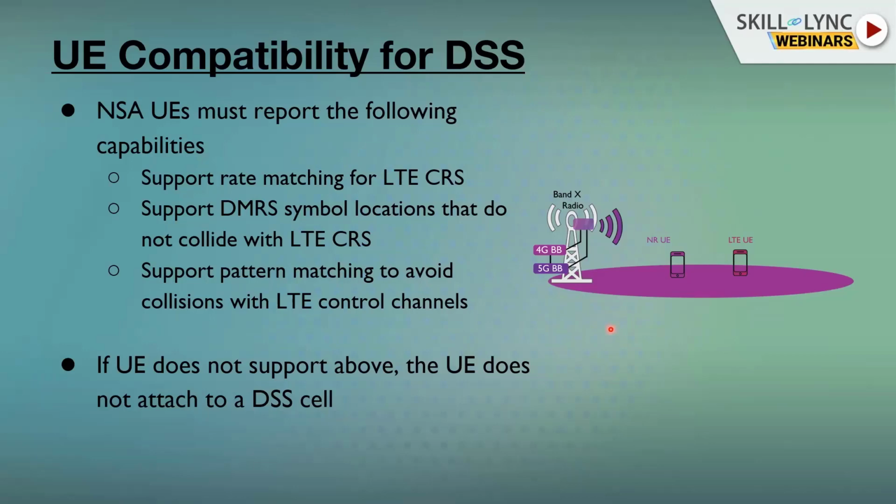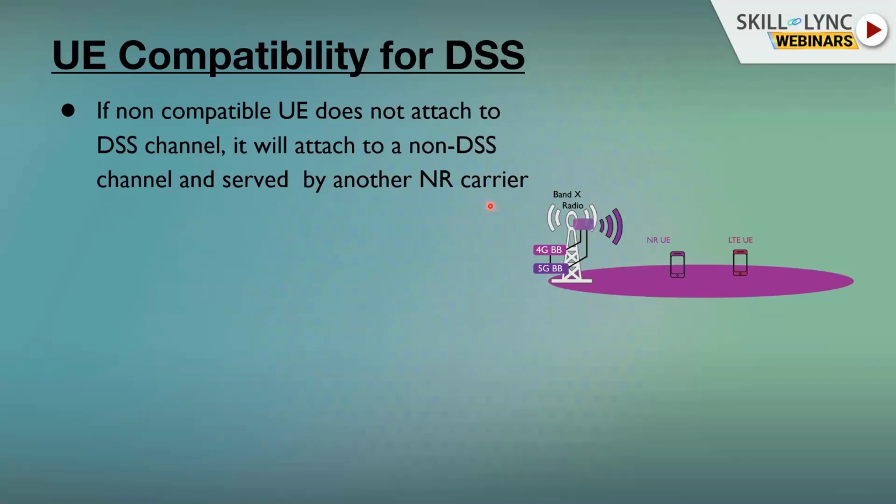So if there's a neighboring site, or even the site that's serving you currently, and the site has DSS enabled in the baseband, so let's say in the 4G baseband, then your UEs can still anchor off that site. It does not mean it can't establish a connection. It can still work regardless. So these are your legacy LTE UEs, that is. If a non-compatible UE does not attach to the DSS channel, it will attach to a non-DSS channel. So that's the point, shown by another NR carrier.